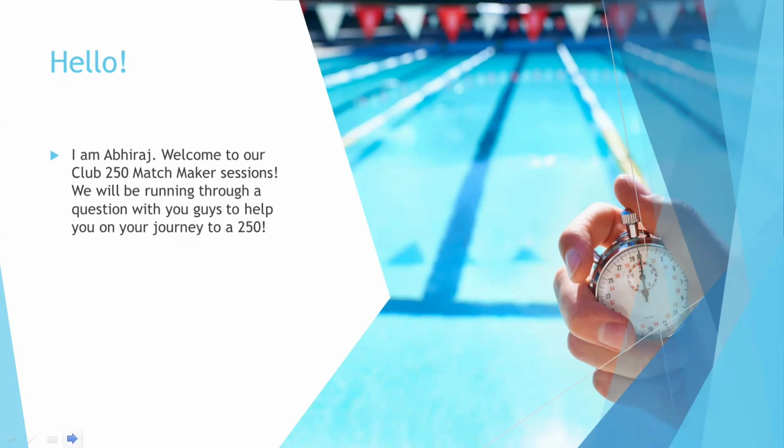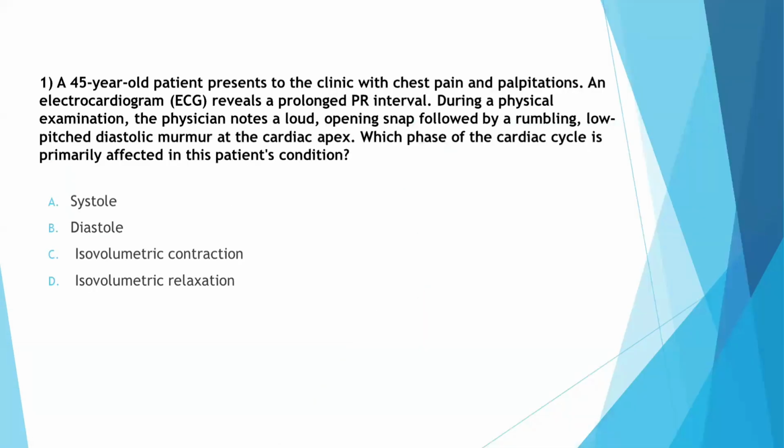We will be running through a question with you guys to help you on your journey to a 250. So whenever you encounter a USMLE style question, you need to read the last line first. This will give you an idea what to look for in the long question stem. So here we have: which phase of this cardiac cycle is primarily affected in this patient's condition.